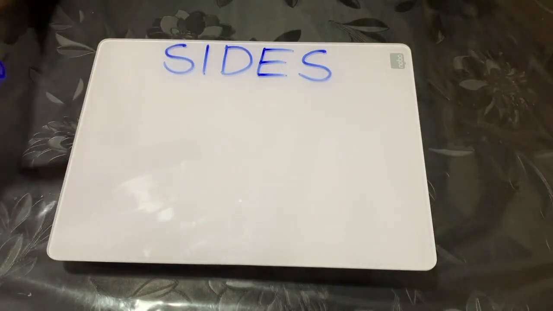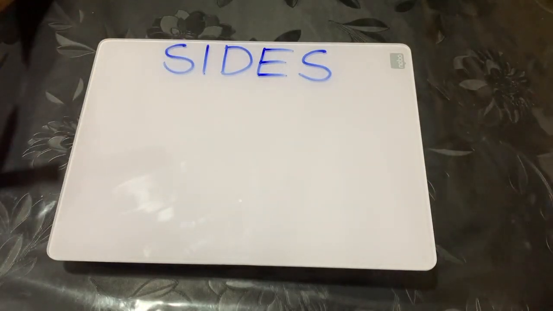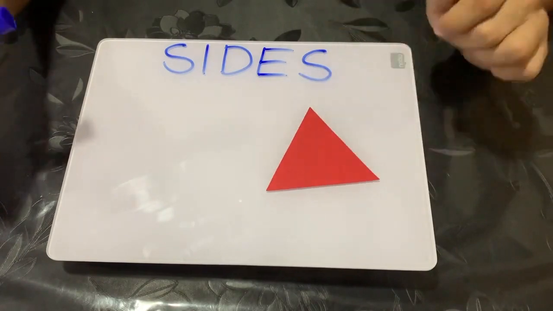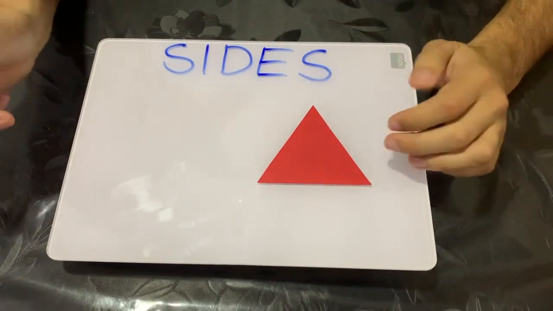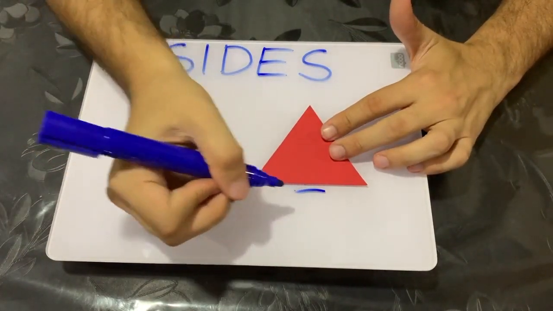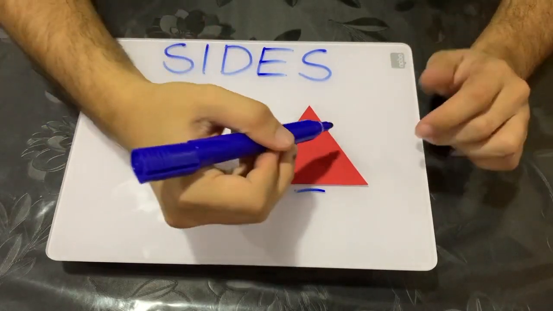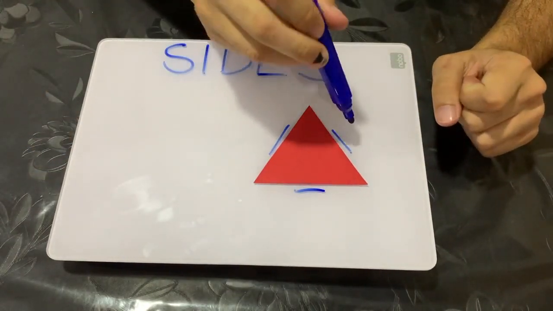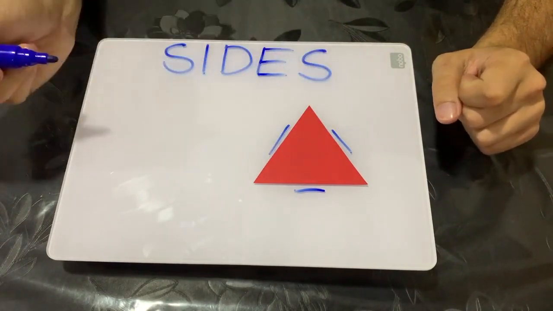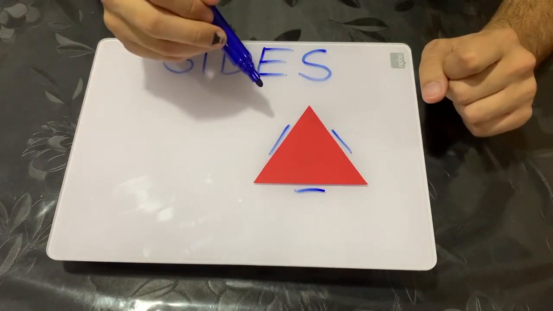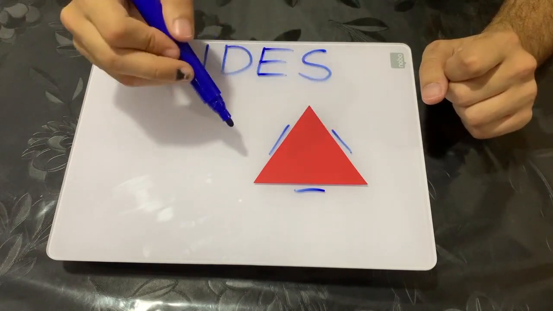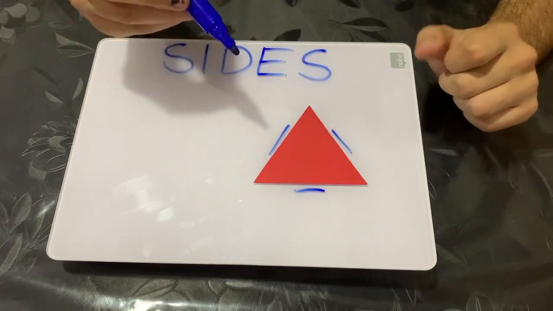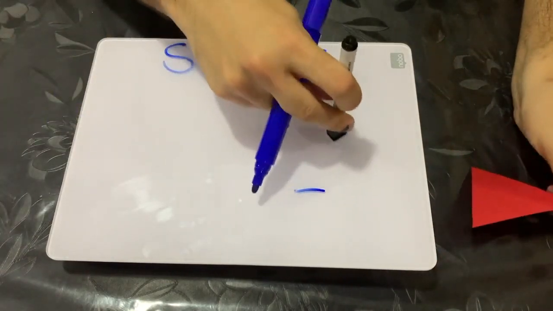Let's look at another shape. Let's look at a triangle. So a triangle has three sides. I've got one here, and one here. So that means a triangle has three sides. Okay, now none of them are curved and they're all the same size. So that means the triangle has three equal sides.